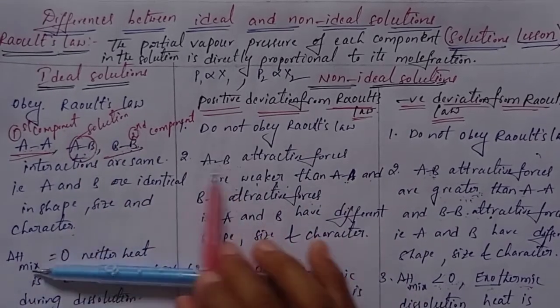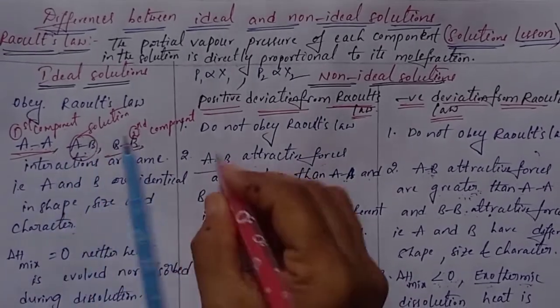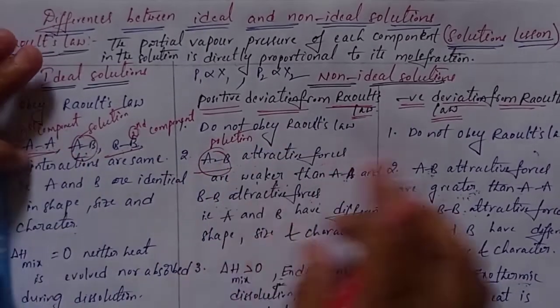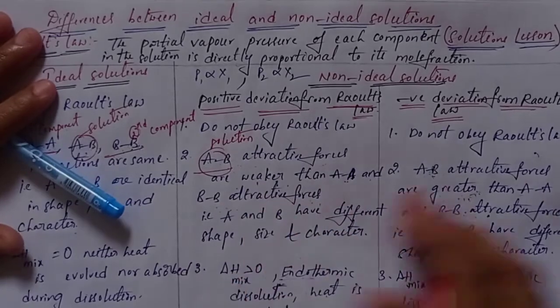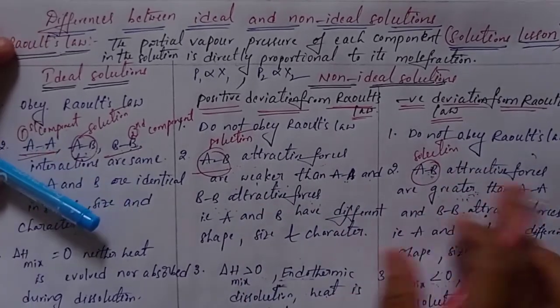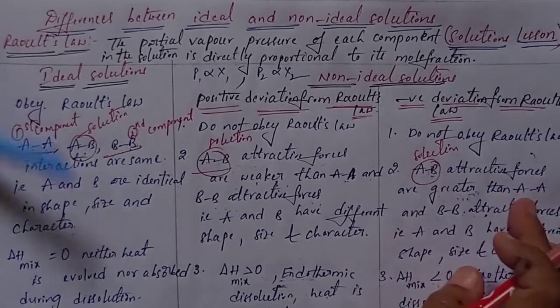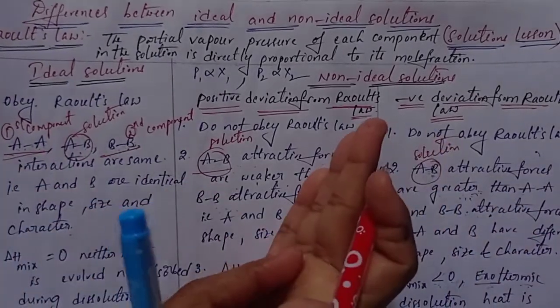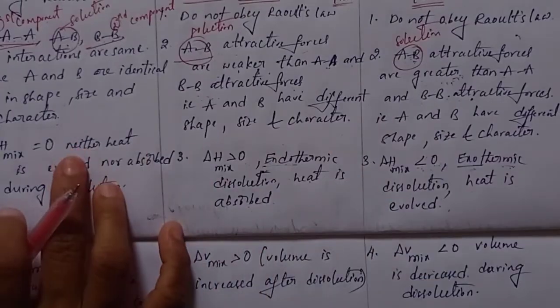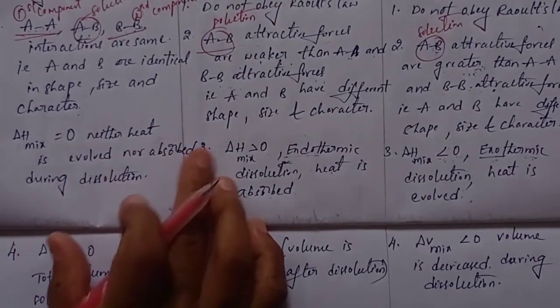But here, attractive forces between A and B components, this is the solution. Attractive forces are weaker than A-A and B-B. Here also A-B, what does it indicate? The solution. So attractive forces are greater than A-A and B-B. Here attractive forces are weaker, and here interactions are the same. So the delta H value is what, students? It is 0. Neither heat is evolved nor absorbed during dissolution.